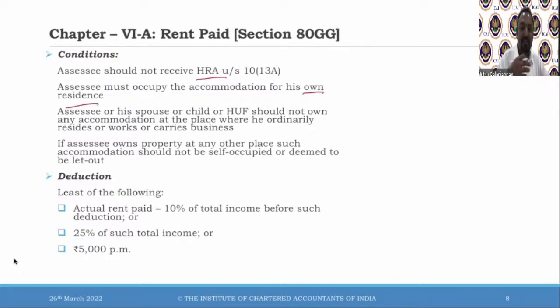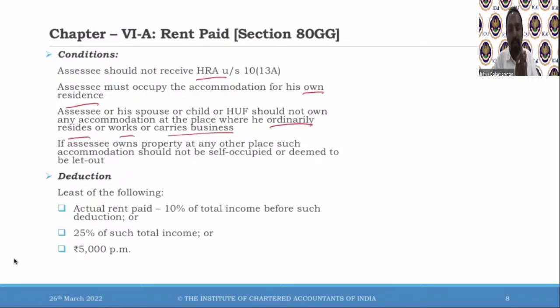The third condition is that the assessee, spouse or child should not own any accommodation. They should not have an accommodation and still claim this 80GG. Not just he, it could be his spouse and the child. Any of them in the family should not own any property or accommodation at the place where he ordinarily resides, works, or carries on business.